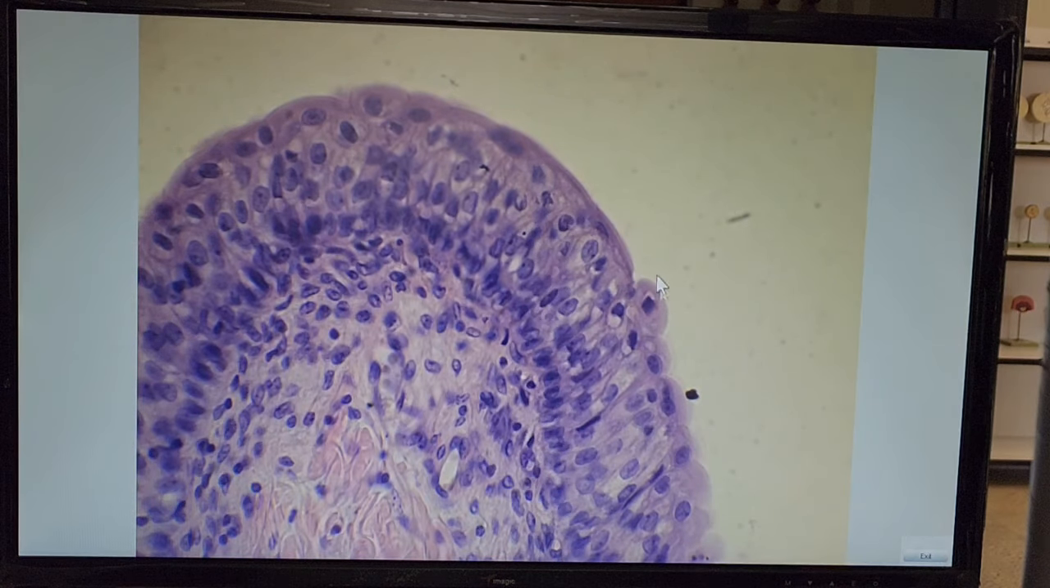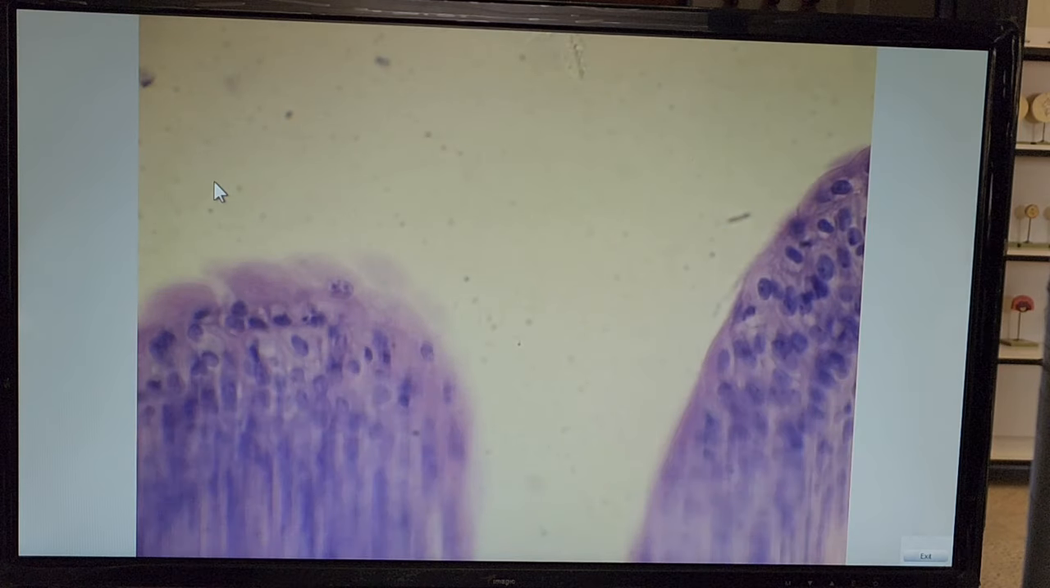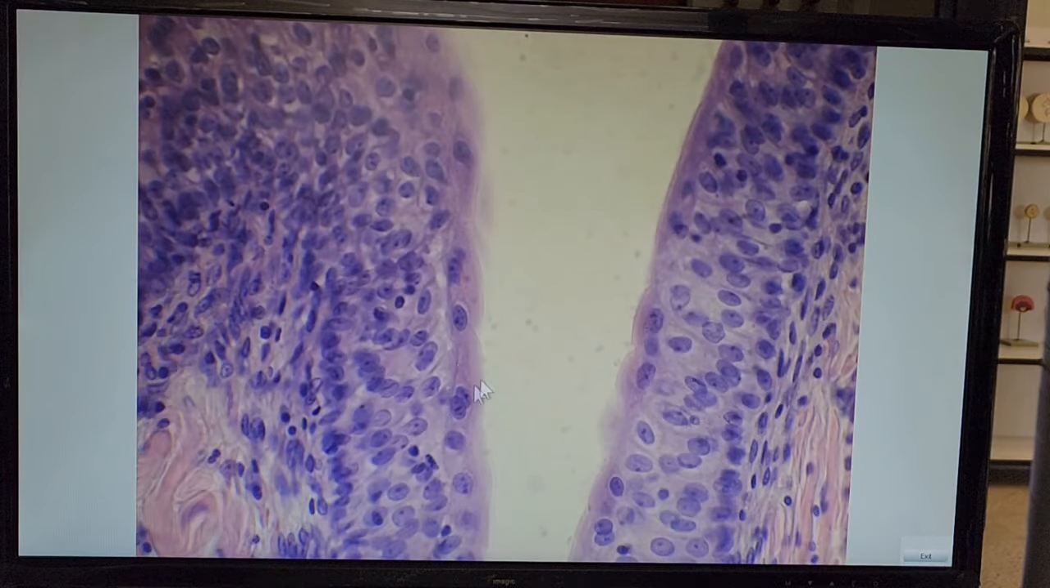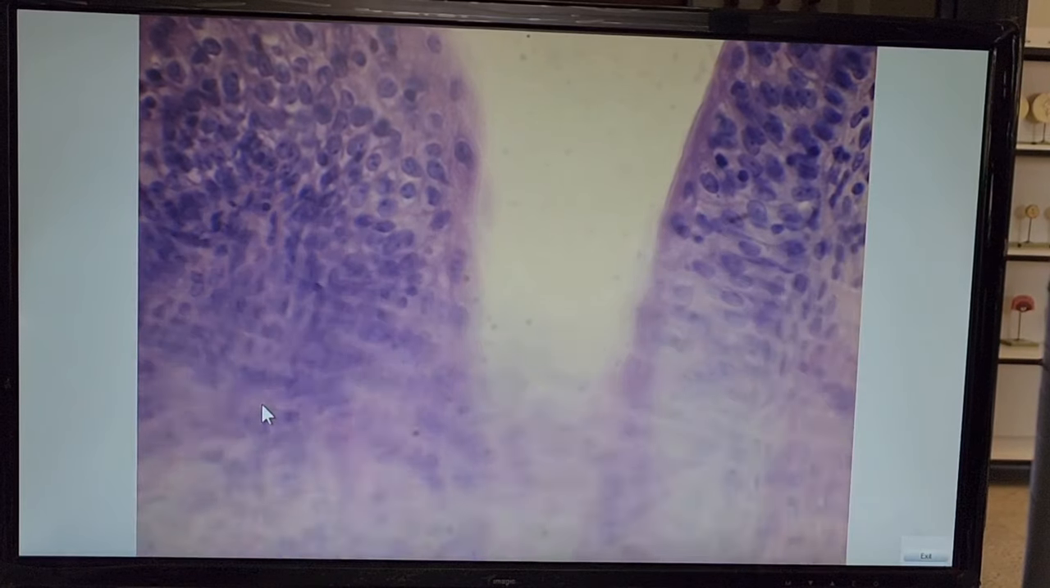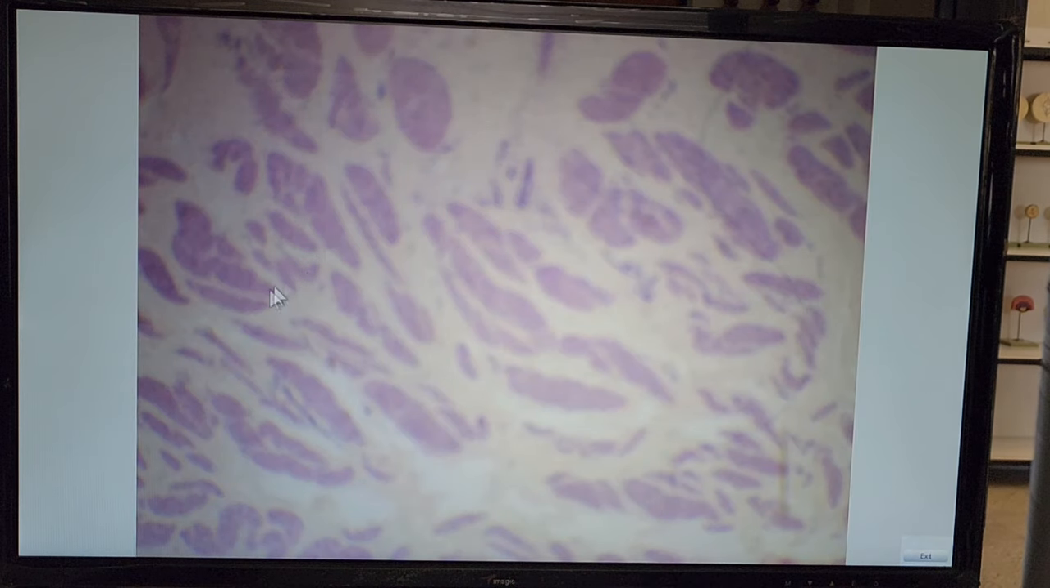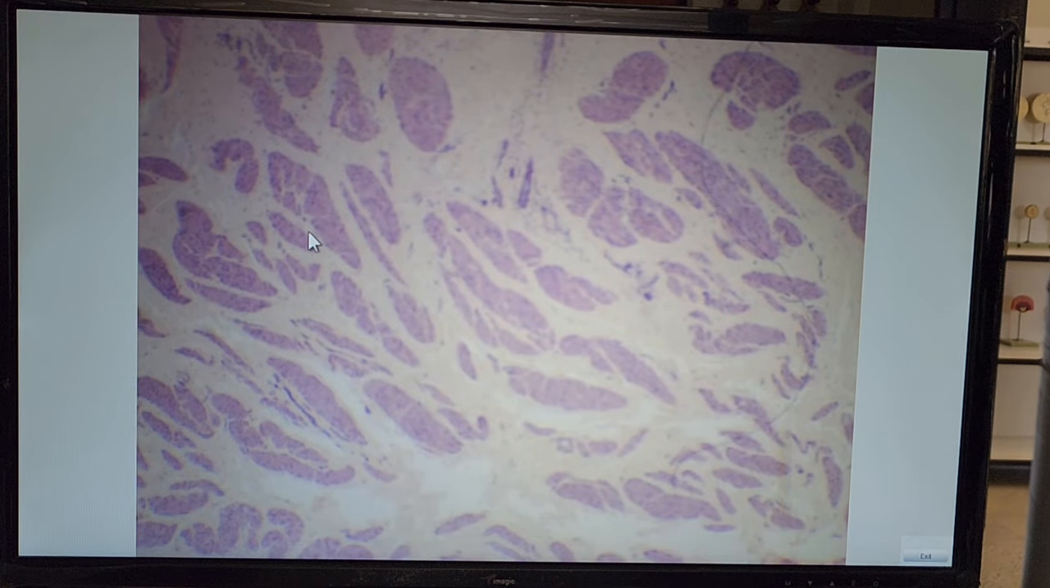This is a dome cell or umbrella cell. This is another one. This is a dome cell with two nuclei. Transitional epithelium with dome cells, lamina propria, and the detrusor muscle. The urinary bladder is covered by adventitia except the upper part, which is covered by serosa.